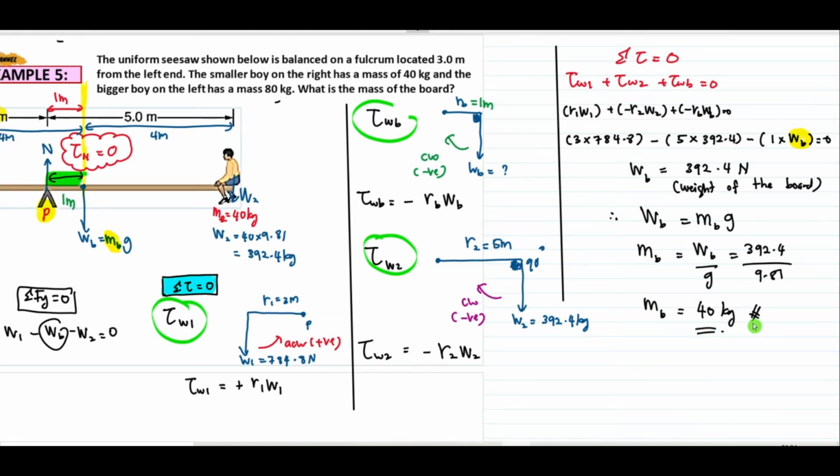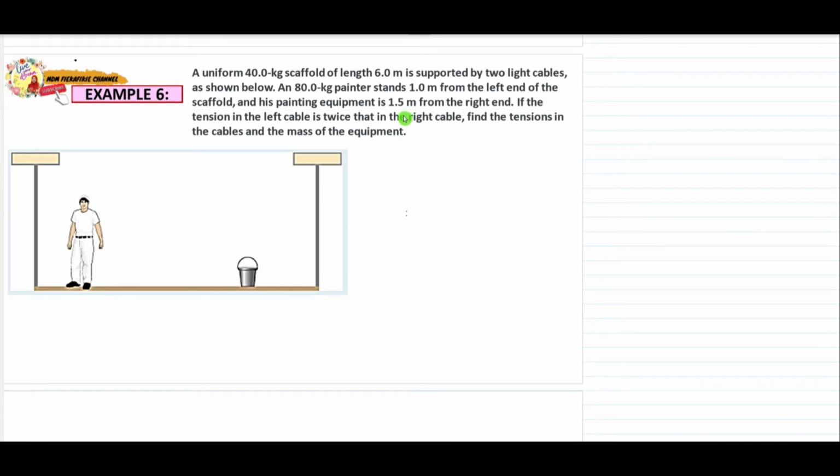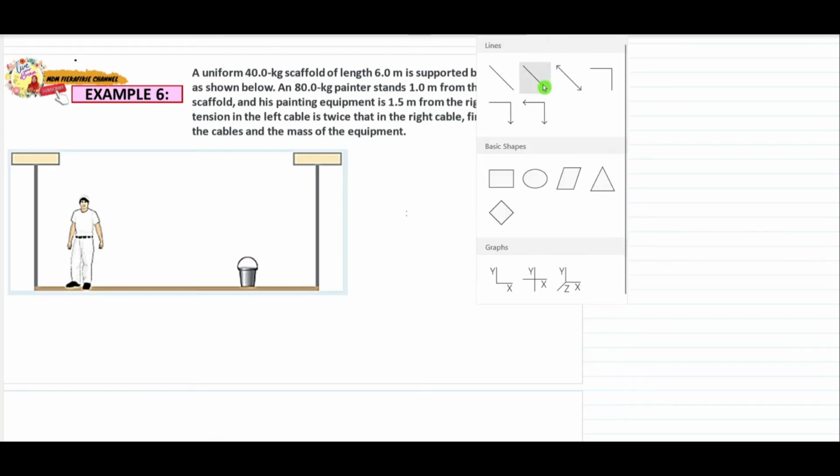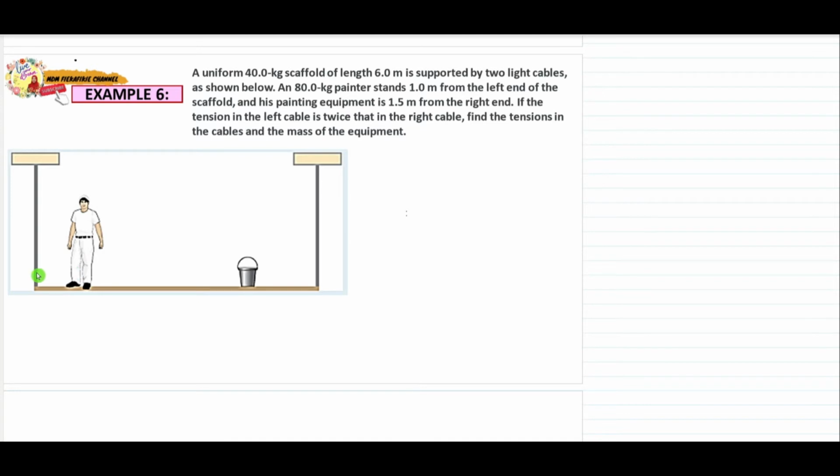Finish example number 5. Okay, now example number 6. Okay, so here we have a uniform 40 kg scaffold of length 6 meter is supported by 2 light cables as shown below. Okay, so here we have 2 light cables. Alright, so an 80 kg painter stands 1.0 meter from the left end of the scaffold. So this is the left end. So jarak dia daripada tepi tu is given 1.0 meter. So saya lukis kat sini. Okay, so we consider this is 1 meter.